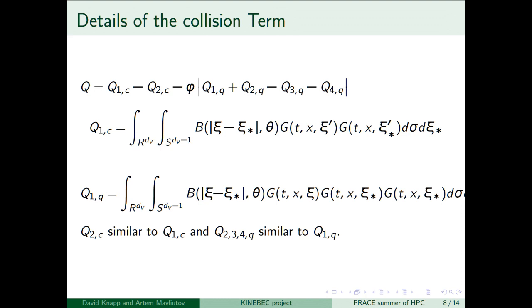As Artem said, the term that slows down the computation is the collision term Q. Q is short for a sum over 6 terms, where 2 of them describe the classical collision term and 4 additional terms describe the collision with quantum effects. The 2 classical terms are very similar and fast to compute, but the quantum terms are trilinear, which makes them expensive to compute, especially Q1Q.